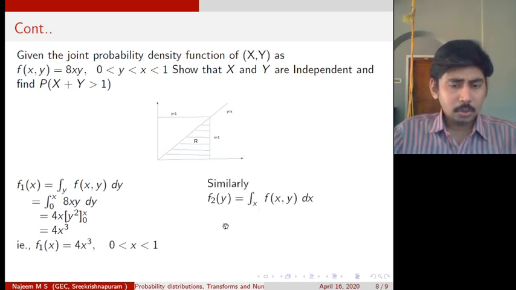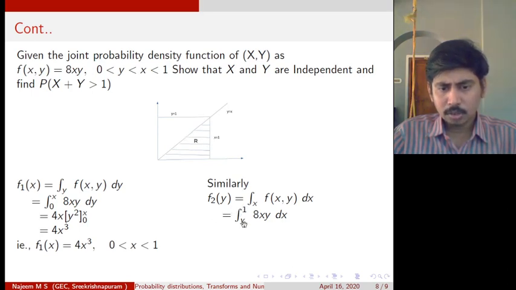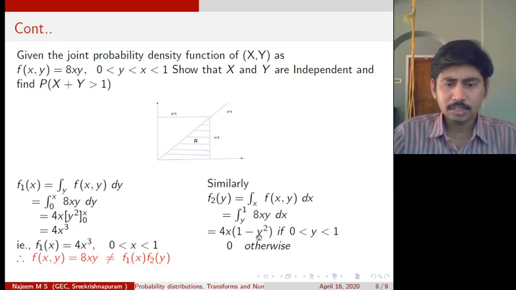Similarly, f2 of y equal to the integral over x of f of xy dx. The integral of x is from this line to this line, that is from y to 1. From y to 1 we are integrating 4xy, and if you integrate that you will get 4x into 1 minus y square, if 0 less than y less than 1, and 0 otherwise, all other positions will be 0.